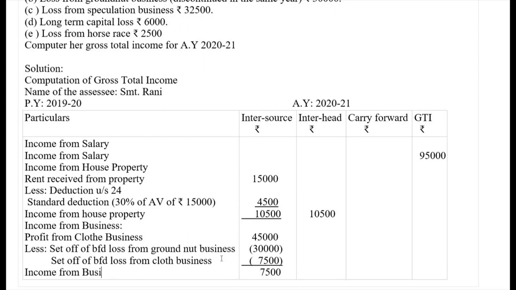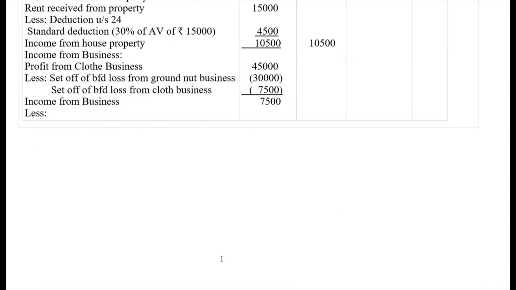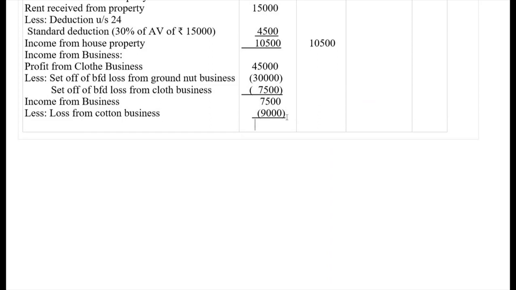Income from business less loss from cotton business. This is a current year's loss. So here it comes to 9,000. So 9,000. So there will be loss from business, that is 1,500.